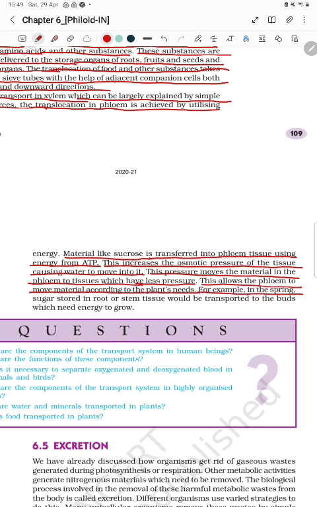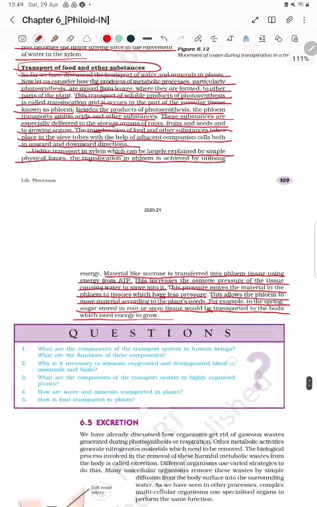For example, in the spring, sugar stored in the root or the stem tissue would be transported to the buds, which need energy to grow. So this was all about the transportation, students.